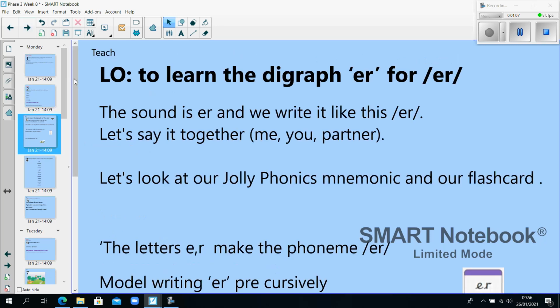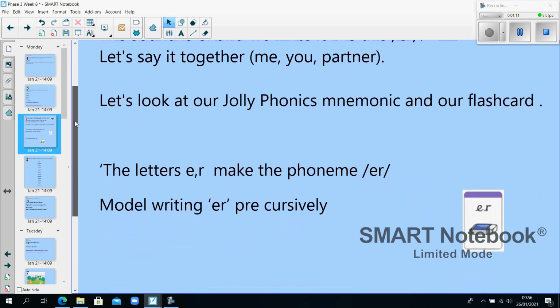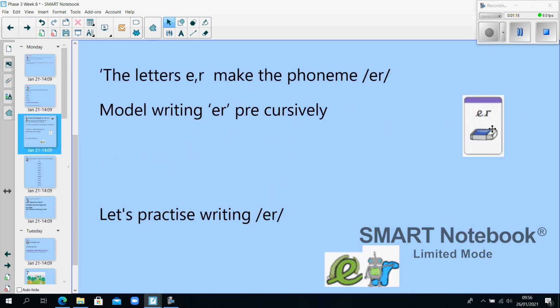Today we're looking at the digraph ER for the sound. ER makes er. So you can see here it's like rubber, the end of rubber. Let's look at how we write it. So we come in for our E, and then our R with its robot arm. E-R, er.